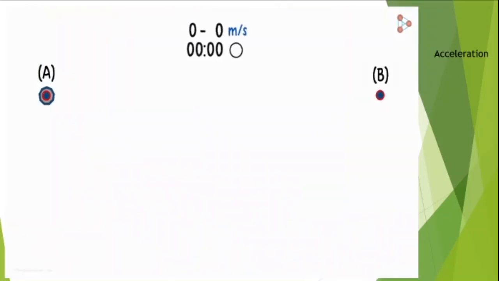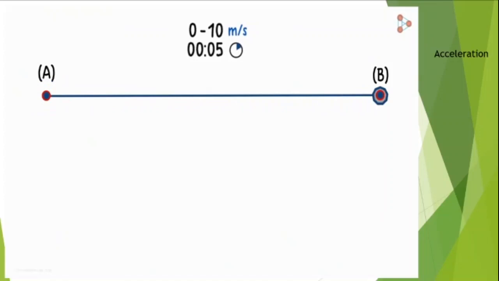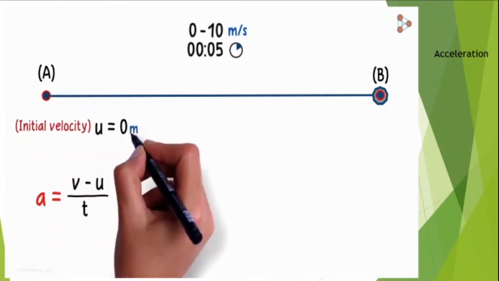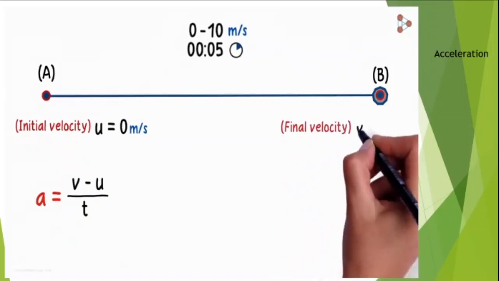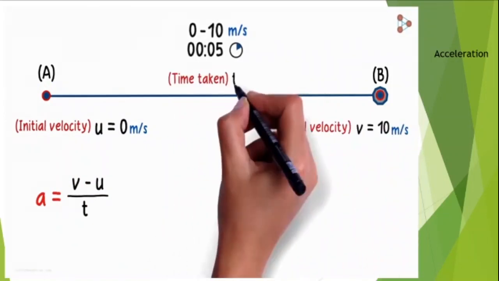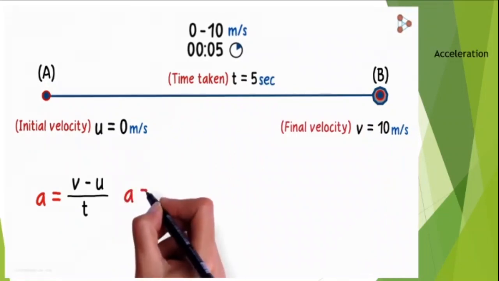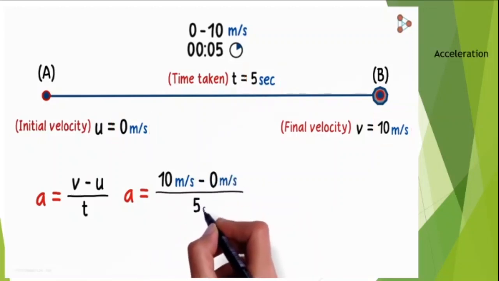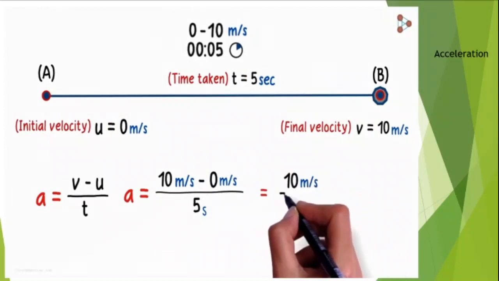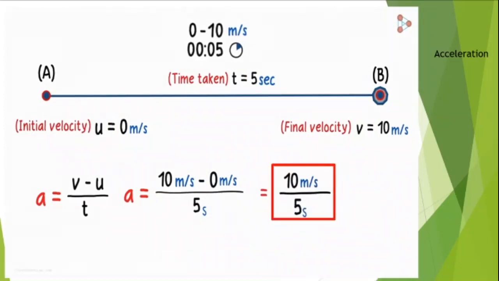Say this object is at rest initially at point A. It then travels to the right and attains a velocity of 10 meters per second in 5 seconds. What will be the acceleration here at point B? We can look at the formula to get the answer. The initial velocity u is 0 meters per second as the object is stationary. The final velocity v is 10 meters per second and the time taken t is 5 seconds. Hence the acceleration a will equal (10 meters per second - 0 meters per second) divided by 5 seconds. So this will equal 10 meters per second divided by 5 seconds. 10 divided by 5 is 2.